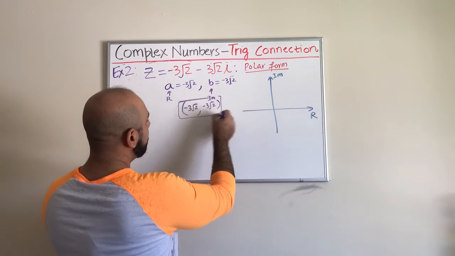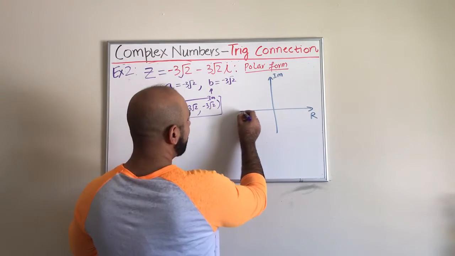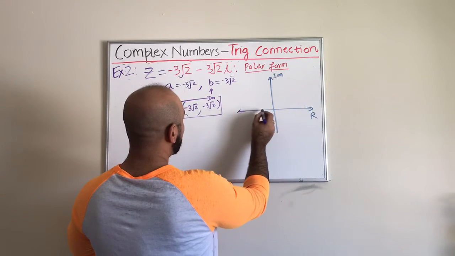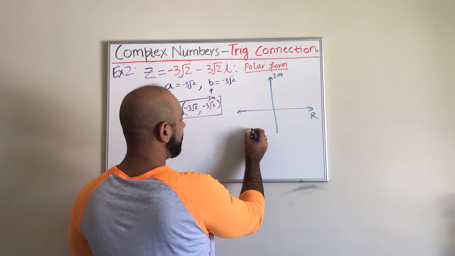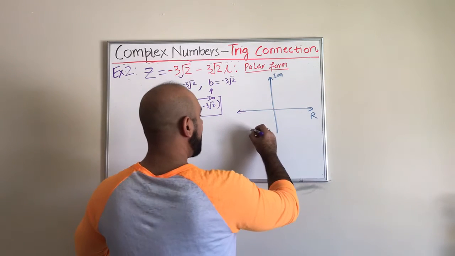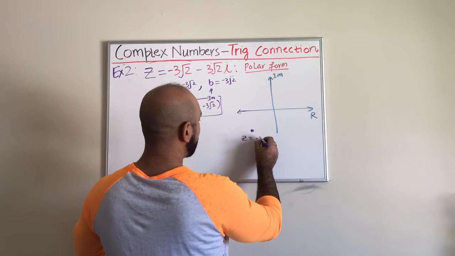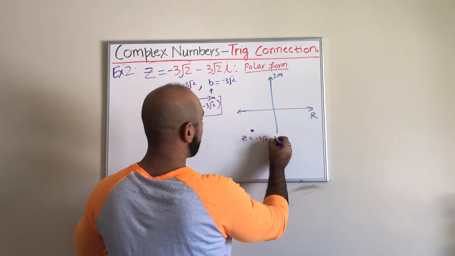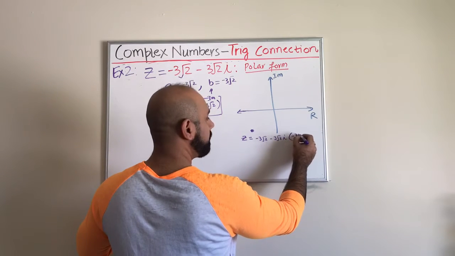Now, transferring this information onto the complex plane, both these values are going to be on the left hand side. So I have to go -3 radical 2 on the left and then down -3 radical 2. So it's going to be somewhere right here. And once I have my complex number, z equals -3 radical 2 minus 3 radical 2i, or you can also write this as a coordinate pair.